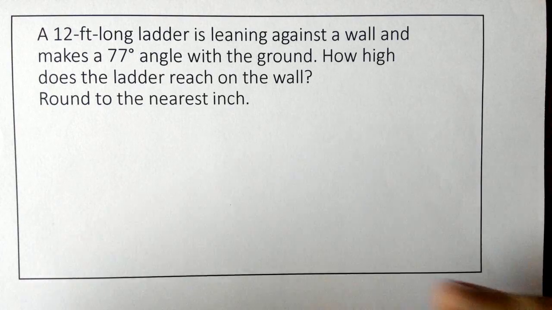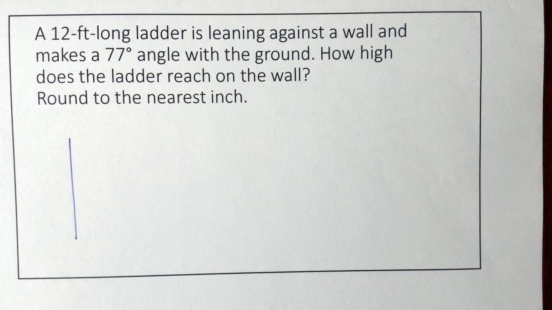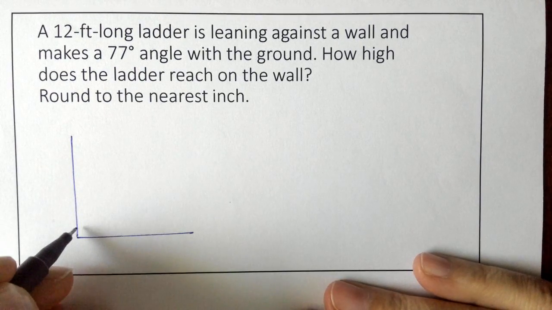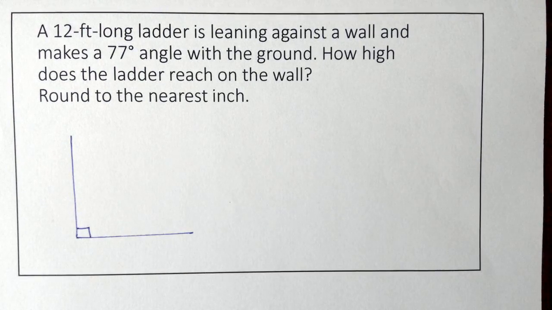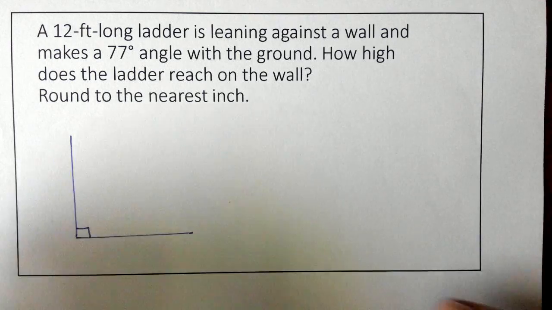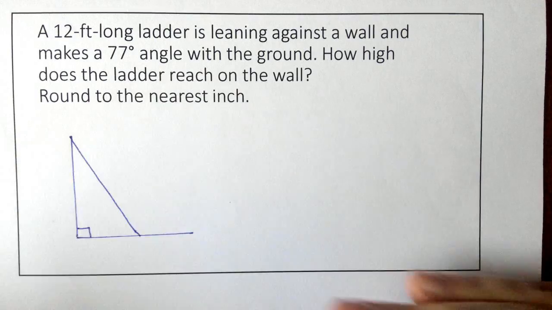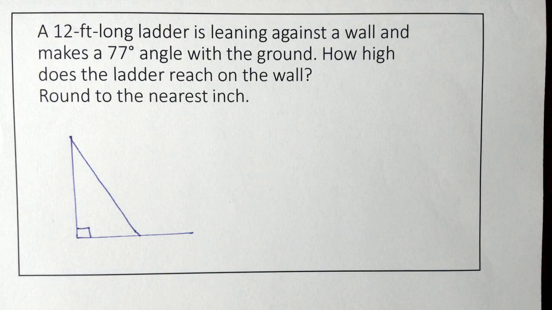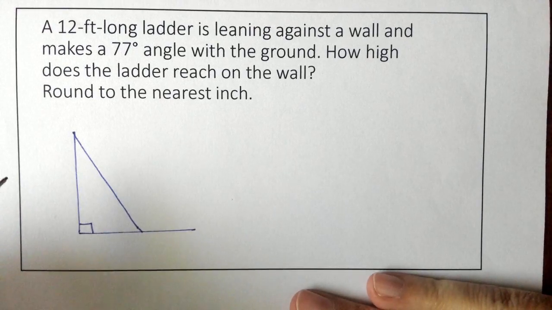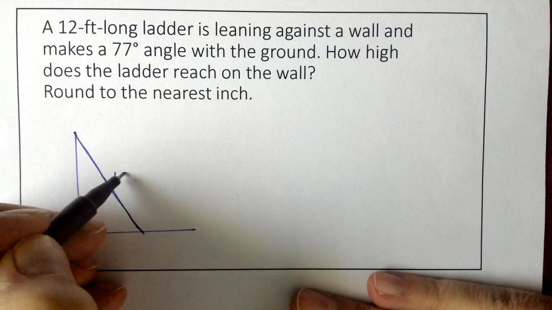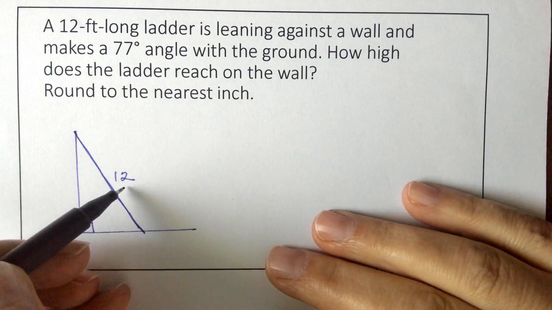Okay, so we have a wall. We have the ground, and you know, this is geometry world where things are pretty, so we're going to assume they are perpendicular to each other. We have a nice right angle there, and then we have a ladder that's leaning against the wall, sitting on the ground. The ladder is 12 feet long, so the ladder is this diagonal side. It's the hypotenuse, so that's 12.